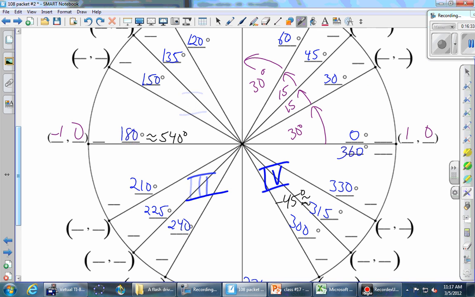The only place I ever use Roman numerals is naming the quadrants and naming the year in which a movie was made. That's all that Roman numerals are good for.